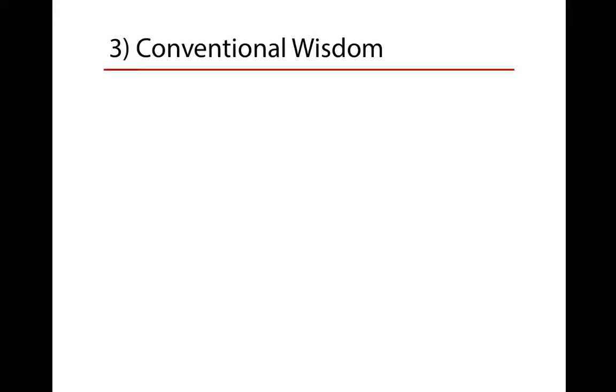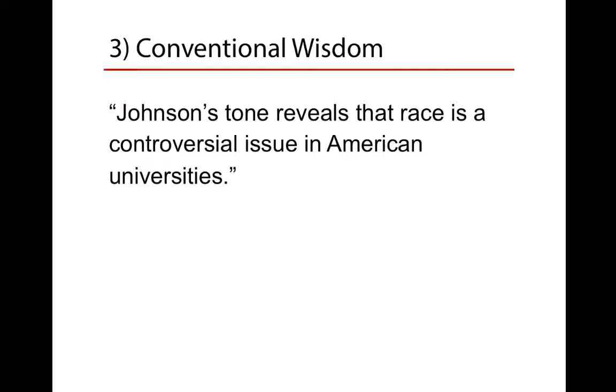The third type of weak thesis statement is the thesis that only restates conventional wisdom. For example, Johnson's tone reveals that race is a controversial issue in American universities. It's already obvious to your readers that race is controversial in the U.S., so this claim doesn't do any useful work. To improve a thesis that states conventional knowledge, you might try to complicate that conventional wisdom.